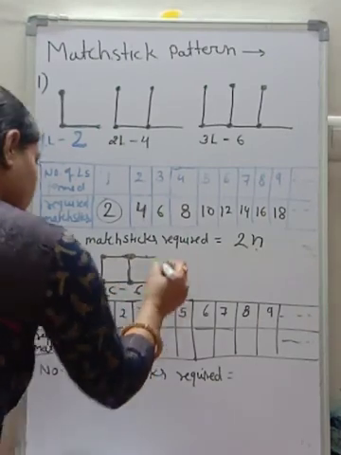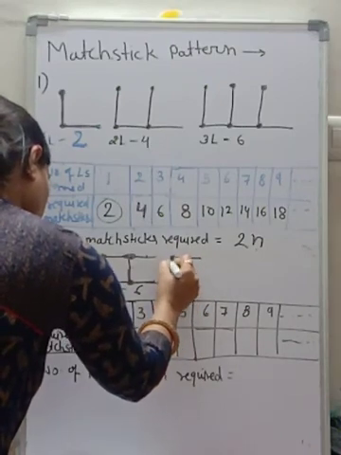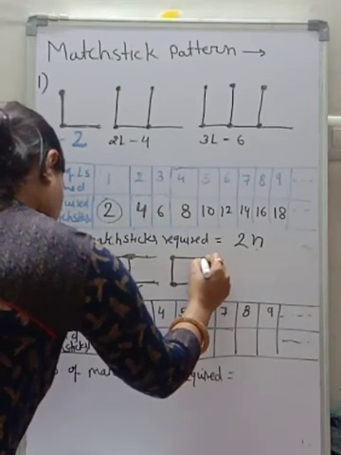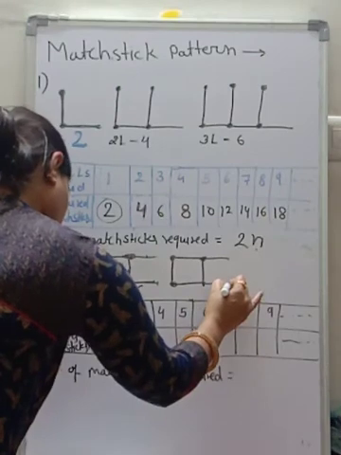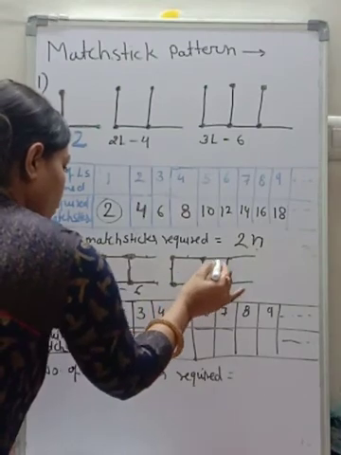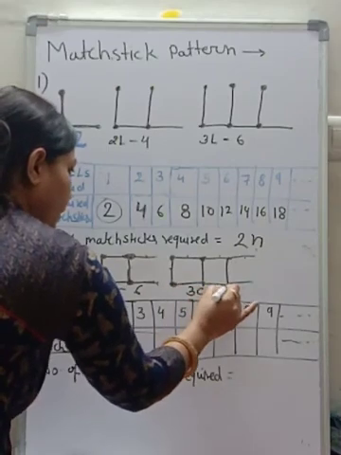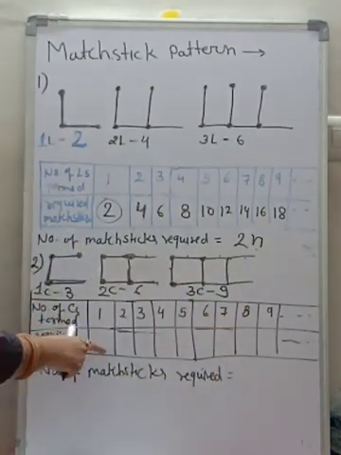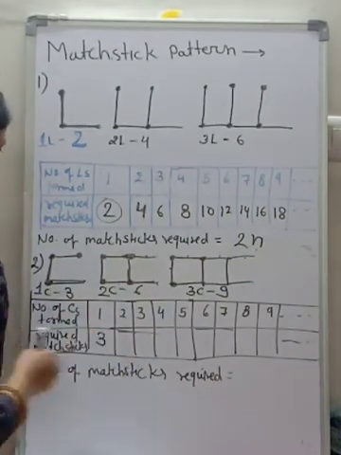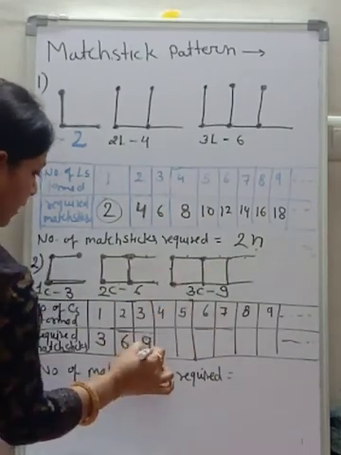Next you have to make 3 C's, which requires 1, 2, 3, 4, 5, 6, 7, 8, 9. So 3 C's require 9 matchsticks. Here we give the table: 1 C requires 3 matchsticks, 2 C's require 6 matchsticks, and 3 C's require 9 matchsticks.